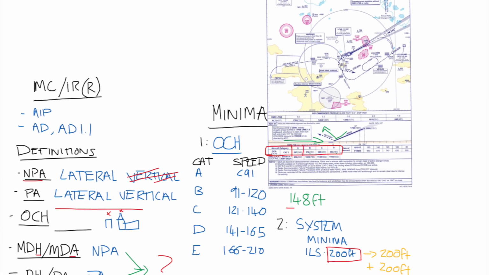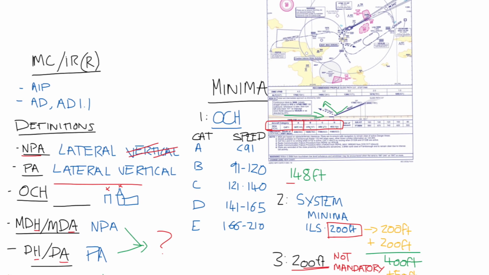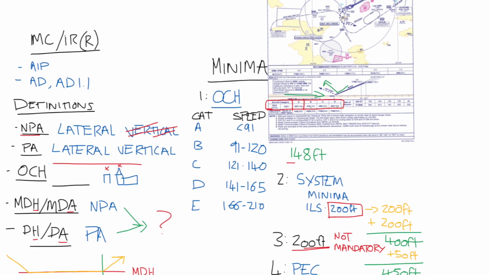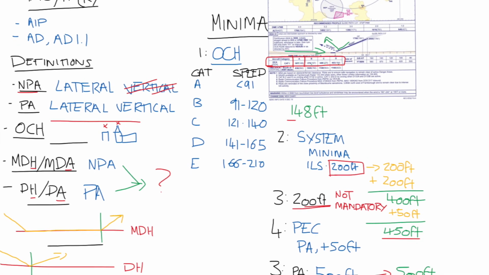So that's how we go and calculate the minima for our IMC approach. We used an ILS today, but you can go and do it for any other approach you might want to fly. Not only how to calculate that minima, but how to use it as well.